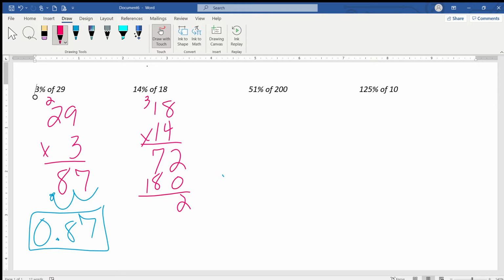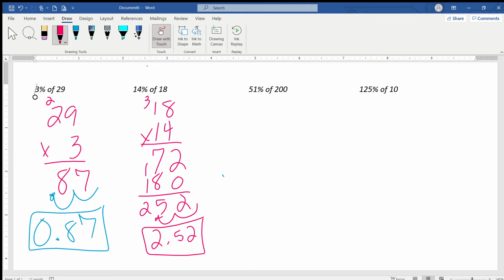Add those. Add these two rows. So 2 plus 0 is 2. 7 plus 8 is 15. Carry the 1 with the 2. You need 2 decimal places. So you're going to go ahead and go 1, 2. It goes right there. So our answer is 2.52. That's the answer.